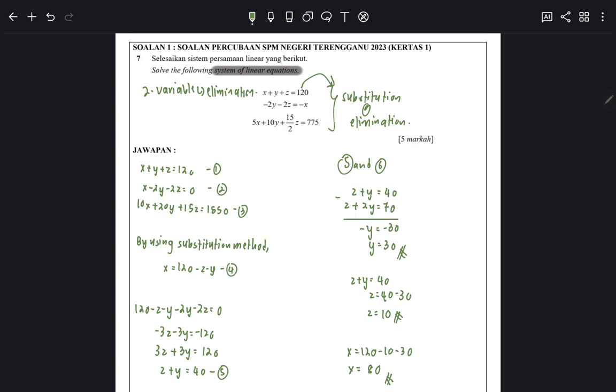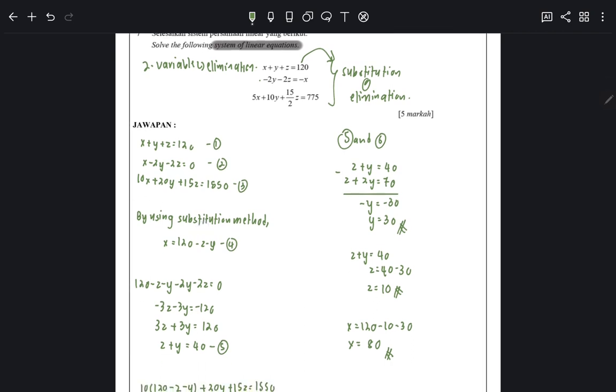This is the equation x plus y plus z equals 120, and in this one they put the x on the other side. We cannot do it like that. The variables should all be on the same side, so you bring this x from this side to this side. So it's x minus 2y minus 2z equals 0, and the other one is 10x plus 20y plus 15z equals 1550.